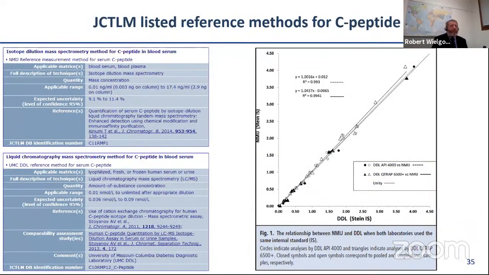The primary reference material is then used to calibrate mass spectrometry methods to measure trace levels of C-peptide in serum. And we have two methods here, one from Japan, one from the US. We have very nice data showing that they are completely comparable.